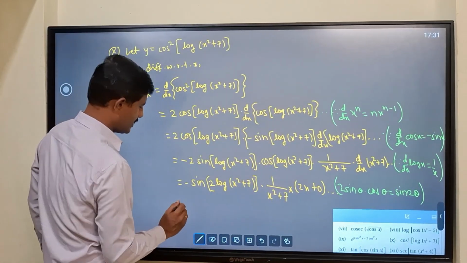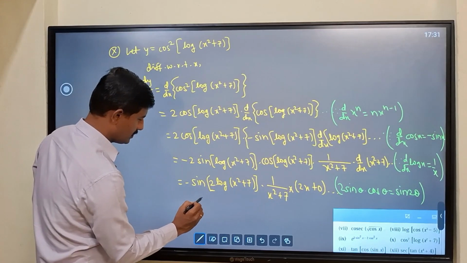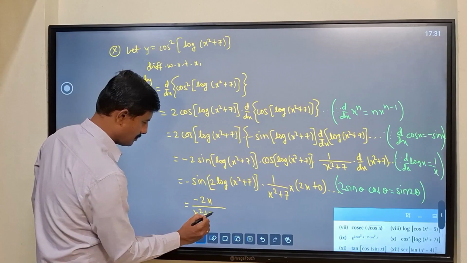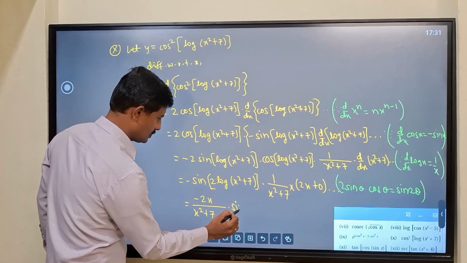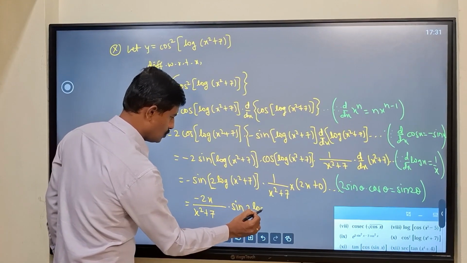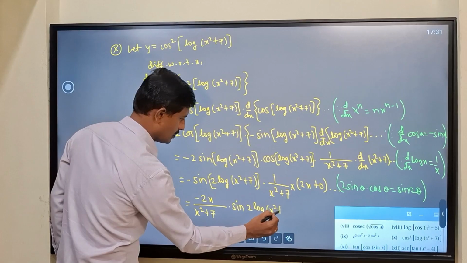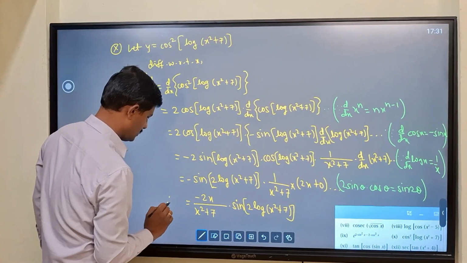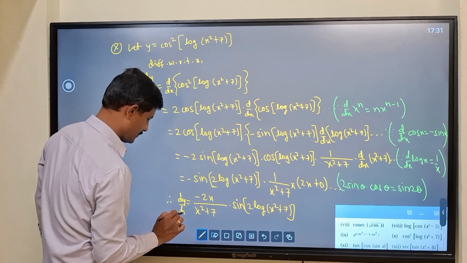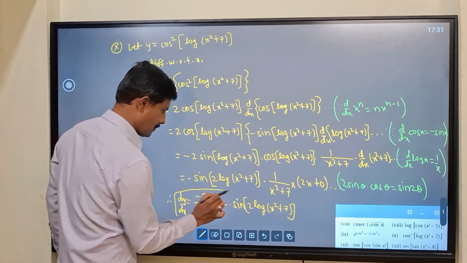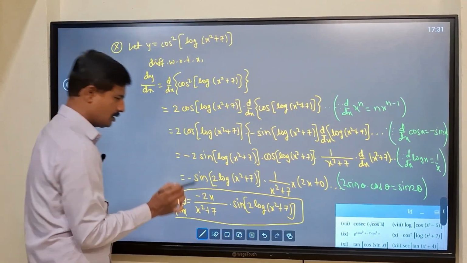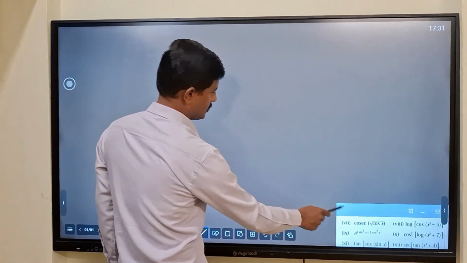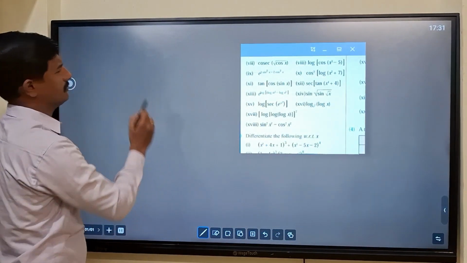Okay, next I will rearrange these terms. That 2x I will keep in front, minus 2x upon x square plus 7 into sin 2 log x square plus 7. This is your final answer. Done. This is your 10th answer of the 10th question. Now for 11.